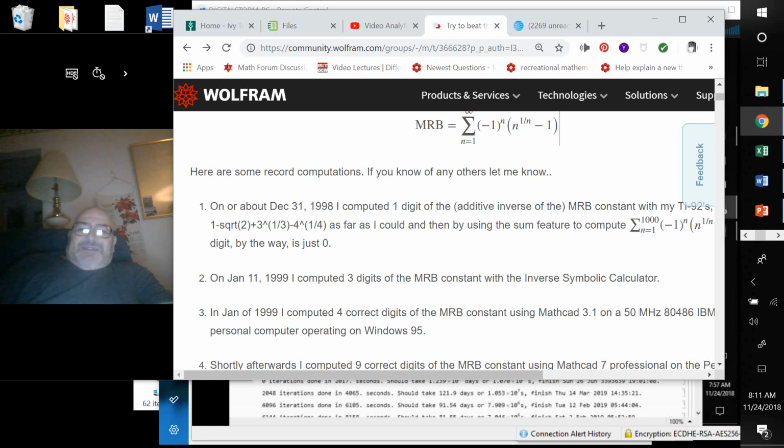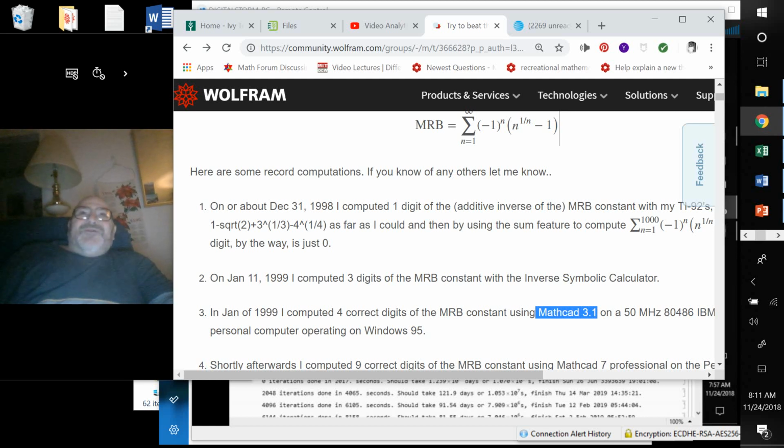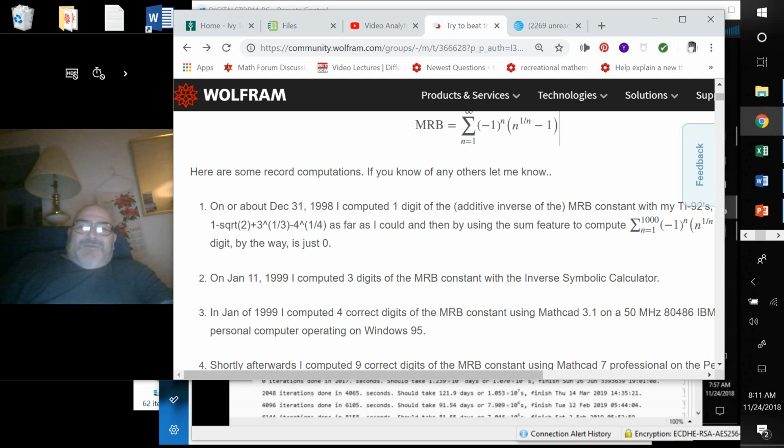In January of 1999, I computed 4 digits of the MRB constant with MathCAD 3.1 on a 50 megahertz computer operating on Windows 95. I went to a computer store. I don't think it was Best Buy. I think it was CompUSA. And I saw that they had some math software for sale, discounted. No one else wanted to buy it. It was an old version of MathCAD 3.1. So I bought it, and that was the best I could do.